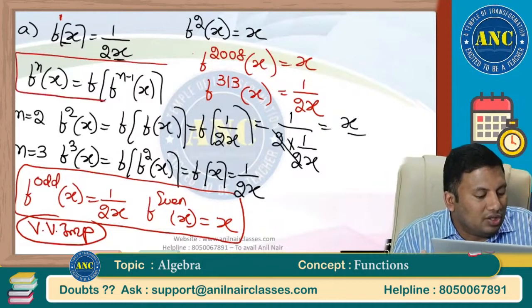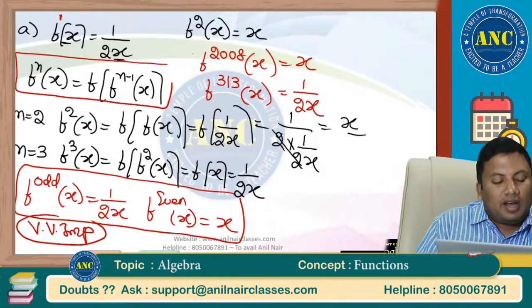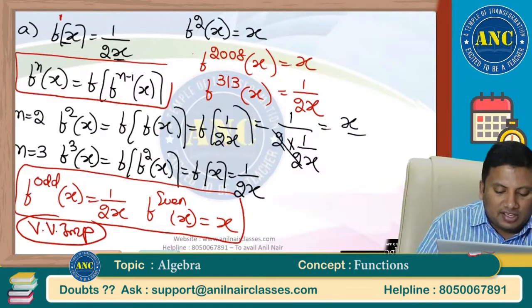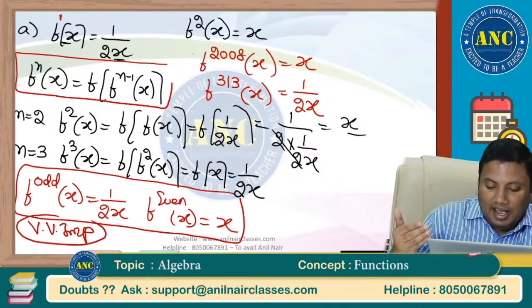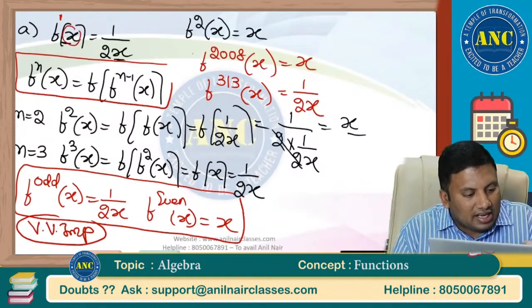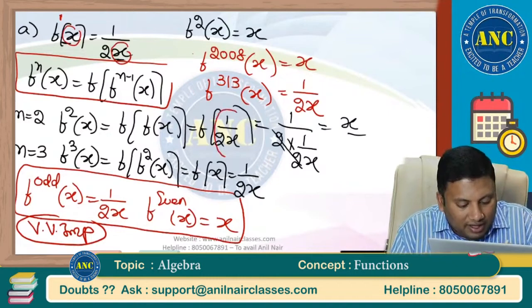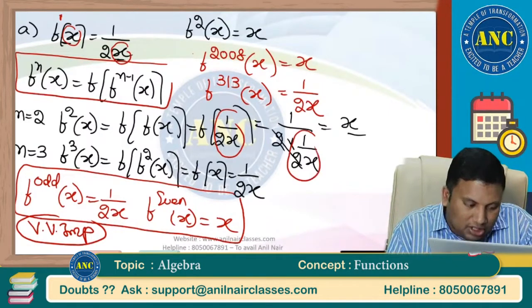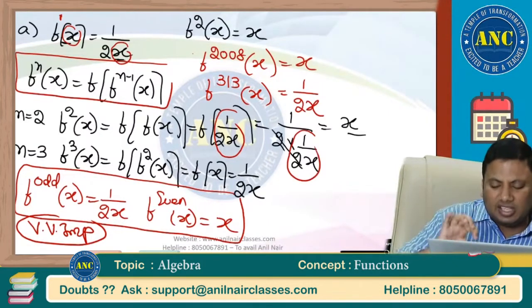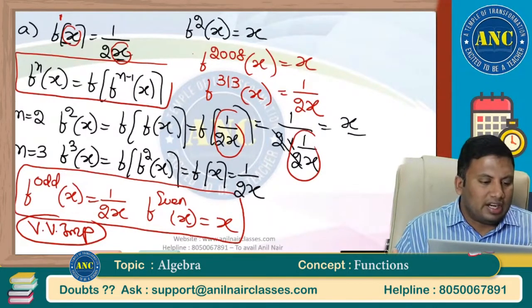Nothing I did, I used it recursively. For n value 2, f of x, which is x. F of x here, if it is x here, this is x. Instead of x, it is 1 by 2x, so I substituted 1 by 2x. That is the root cause of the problem. Once you know it, then it will be easy.